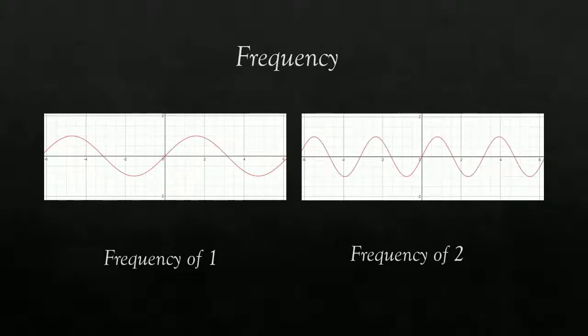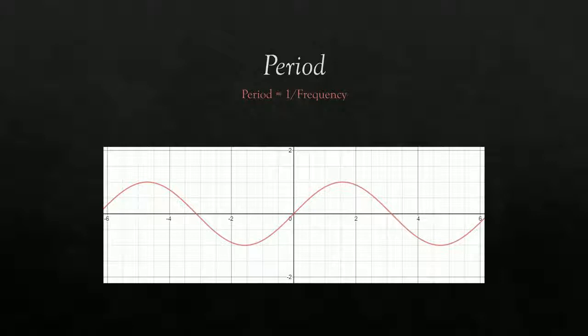Frequency is shown as f, and is how many times the waveform occurs in 1 second. As seen in the examples, the higher the frequency, the more waveforms in the same time period. The period of a wave is equal to 1 over the frequency. The period is how long a single waveform is. It can be measured from any point, such as peak to peak or trough to trough.